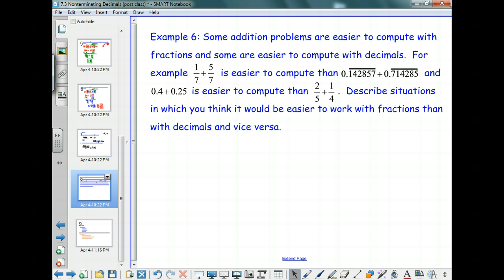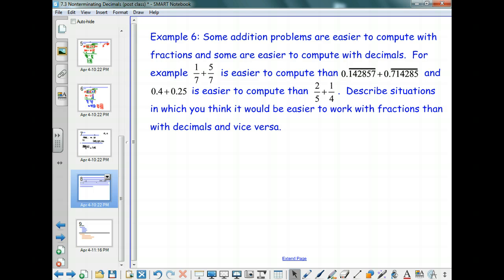Some addition problems are easier to compute with fractions. I know you hated hearing that right then. It's actually true. And some are easier to compute with decimals. For example, 1/7 plus 5/7 is what? 6/7, and you didn't strain your brain, right? But 1/7 is actually equal to this repeating decimal right here, and 5/7 is equal to this repeating decimal over here. And as much as you may think you like decimals, I don't think you want to add the decimals right there together, right? That's going to be much more difficult, okay? And 0.4 and 0.25, okay, is easier to compute than 2/5 and 1/4.